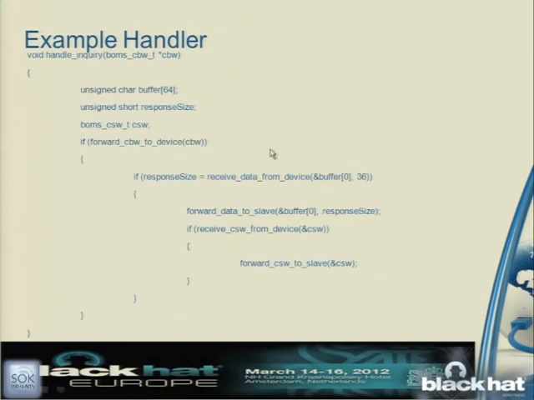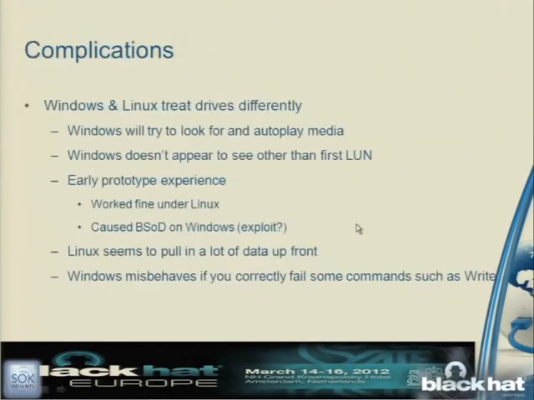I allocate a little buffer, and I forward it to the device, and I get a response from my device. And if I get a response, I forward that to the slave port, and then I wait for a command status from my device, and then I forward that as well. Pretty basic, right? So what are some complications?